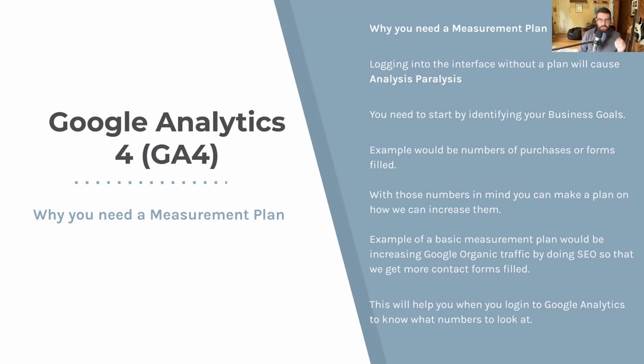So you can look at those two numbers, your Google organic traffic and your forms filled, as the example there. That gives you two very concise metrics to really look at and see, are they going up? And then from there you can go into those and ask, what's happening, why isn't that going up?